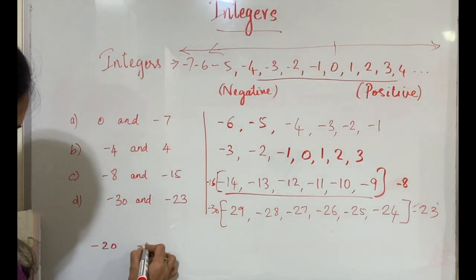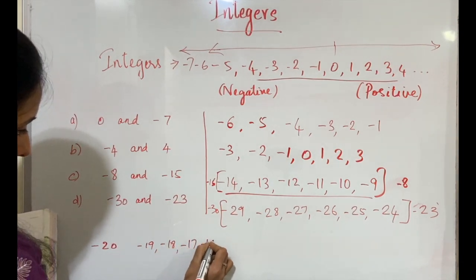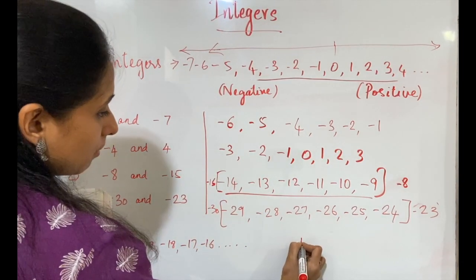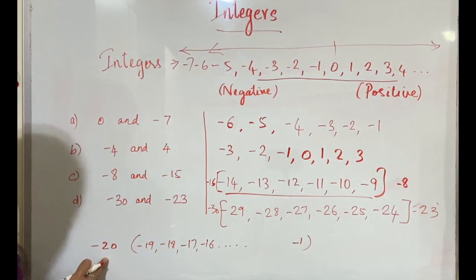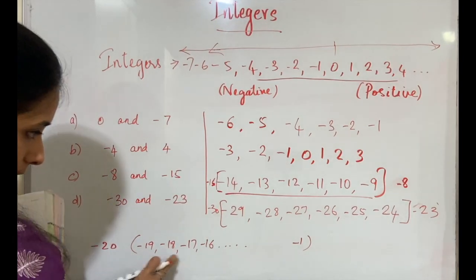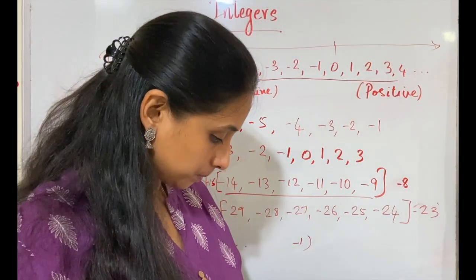So you can write anything. Minus 19, minus 18, minus 17, minus 16, like that till minus 1. All these are negative integers greater than minus 20, right? So from these you can choose any 4 and write.